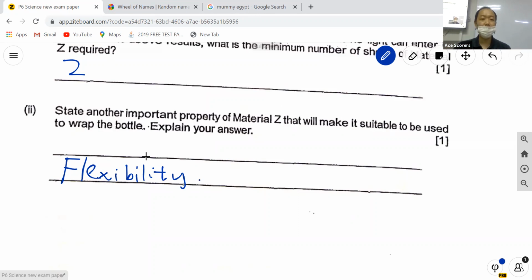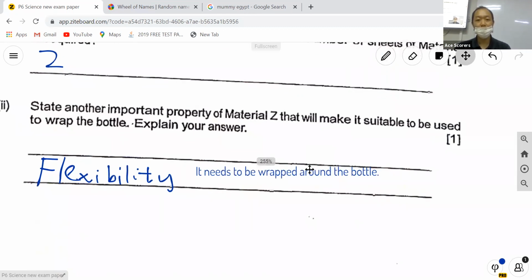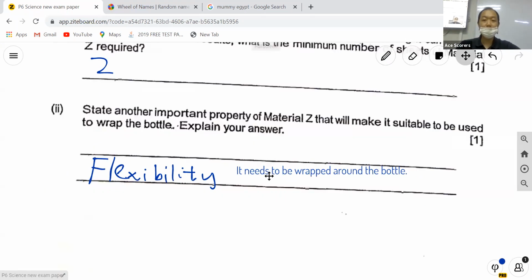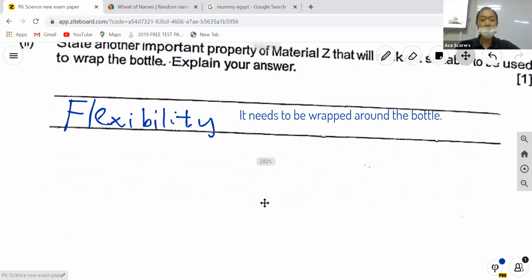Okay, so why is flexibility important? Because it needs to be wrapped around the bottle. Just write this down: it needs to be wrapped around the bottle, so it has to be flexible. Got it? If it's not flexible, it cannot be wrapped, even though light doesn't pass through. Needs to be wrapped around the bottle.